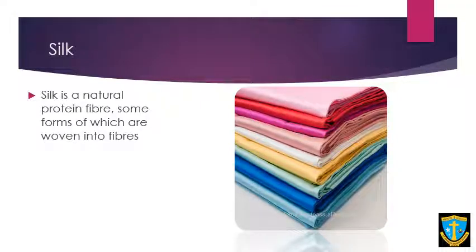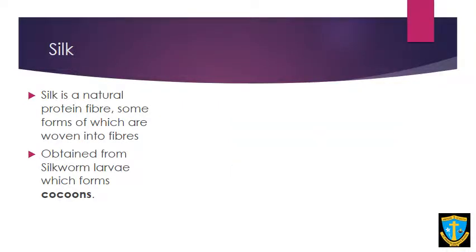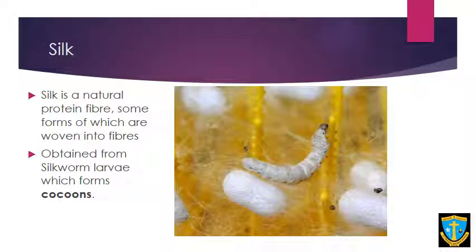Silk. Silk is another natural fiber. It's a protein fiber, some forms of which are woven into fabrics, and it is obtained from the silkworms. So you see here, there's a silkworm which is weaving a cocoon, and from there the silk fibers are extracted.